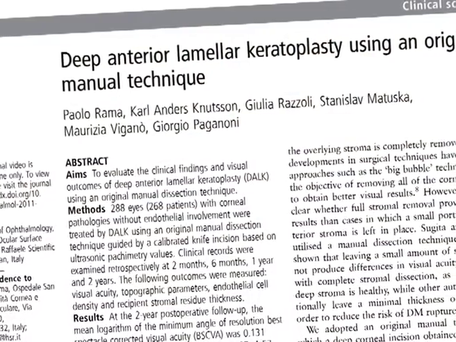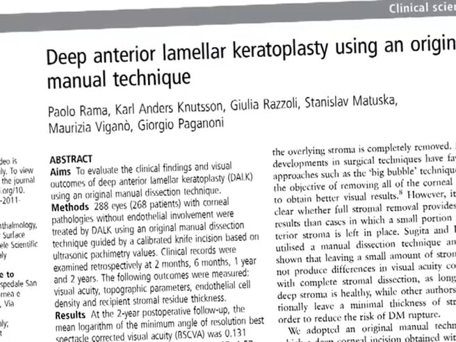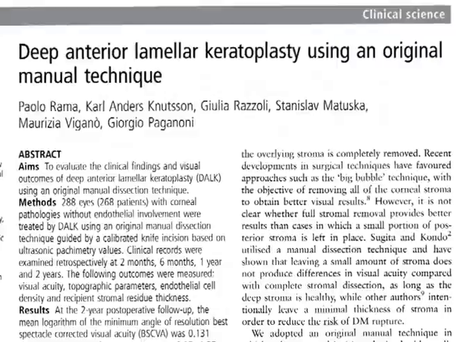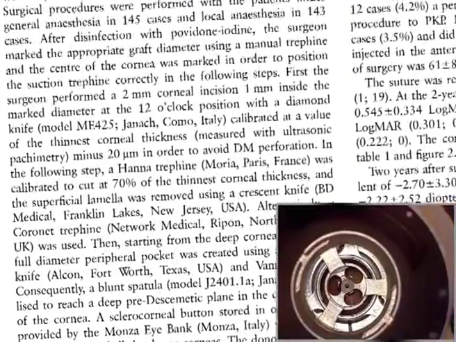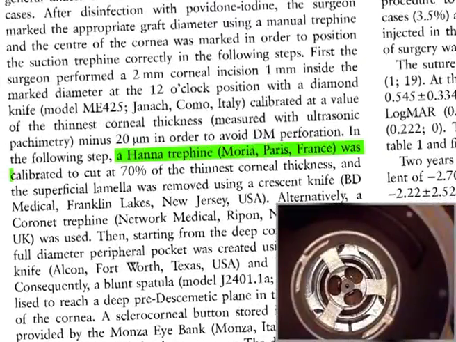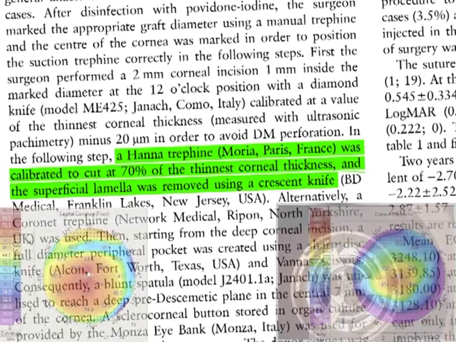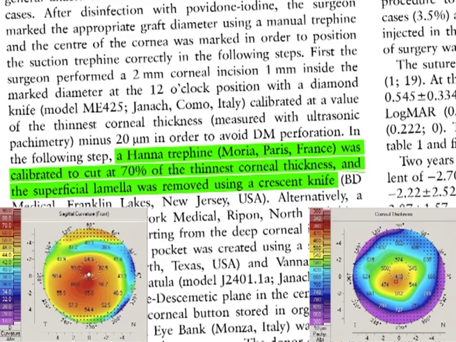Recently, Rama et al. have described a technique of manual lamellar keratoplasty, wherein initial debulking of the recipient cornea is done using a Hanna's trephine. We omitted this step as we believe that there are increased chances of perforation attributed to disparate corneal thickness at the site of the proposed trephination in keratoconic corneas.